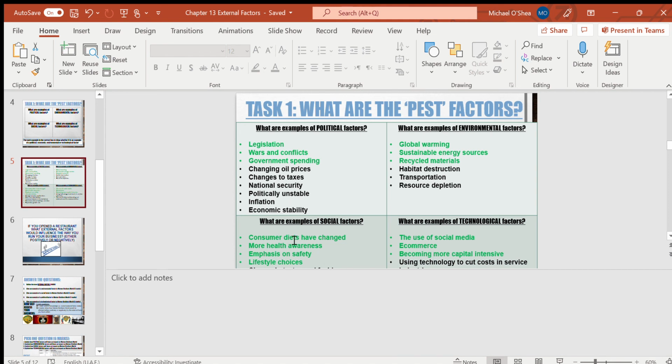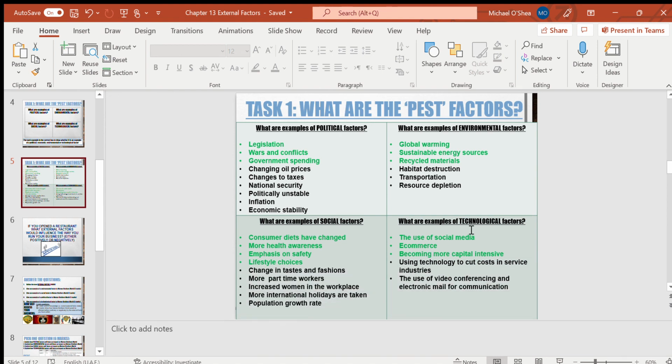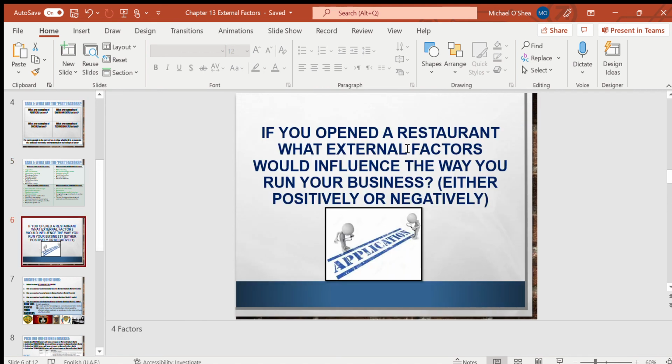Social factors, the preferences people have for what they purchase, and technology, how they purchase now, and the fact that we have often moved towards food delivery companies instead of relying on going to stores all the time. So there's so many different ways you can come at this question. The question is, if you opened a restaurant, what external factors would influence the way you run your business?